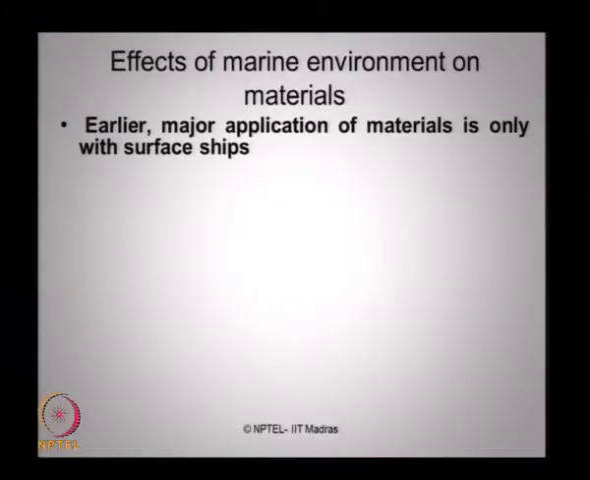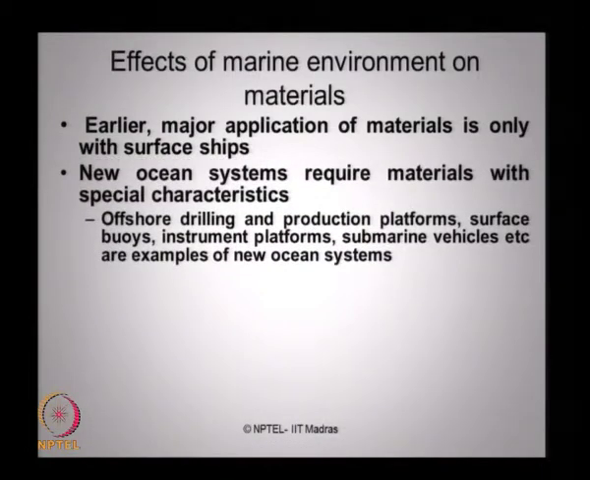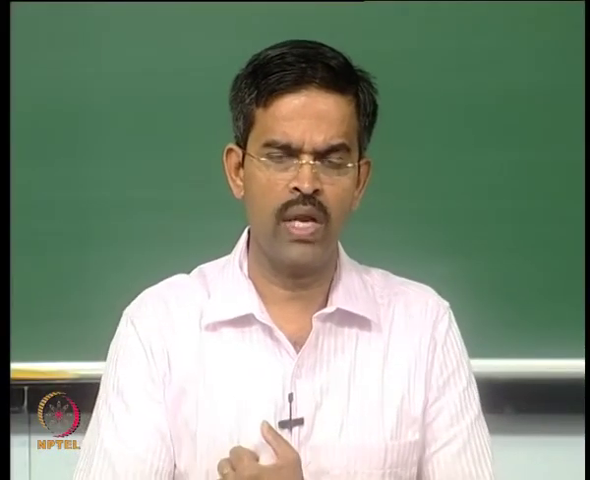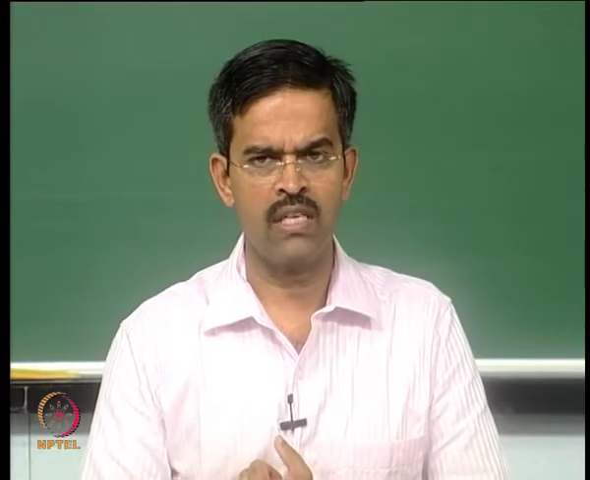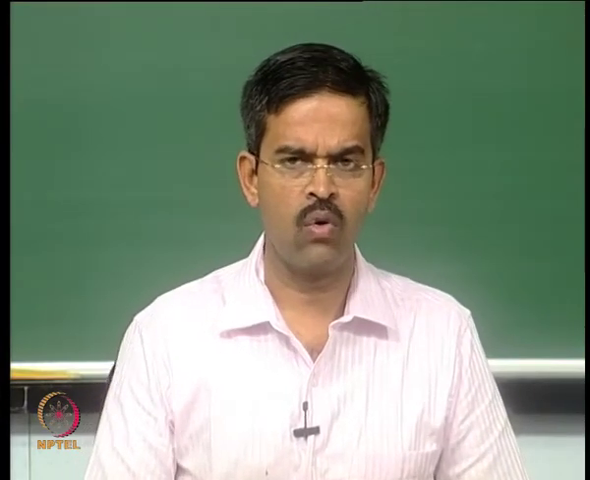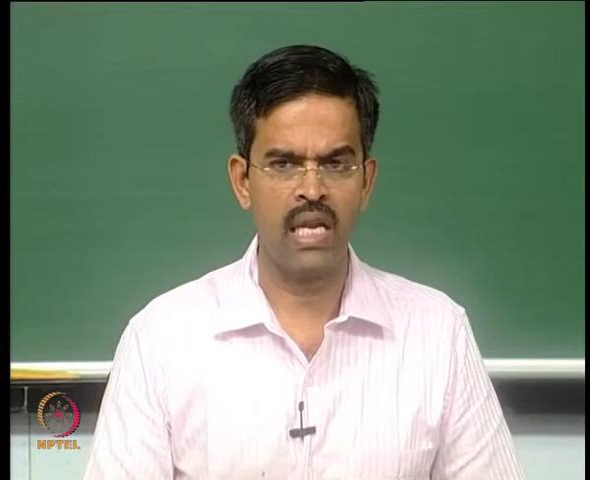Earlier, if you look at the literature, the major application of material was only with surface ships. However, new ocean systems require and demand materials with special characteristics. We have seen such examples in the past few lectures, where geosynthetics, geotubes, and woven textiles or geotextiles have been used for coastal protection structures and saline embankments.